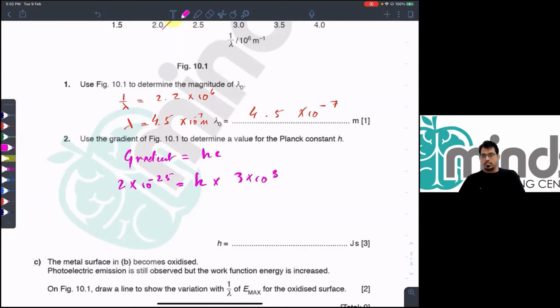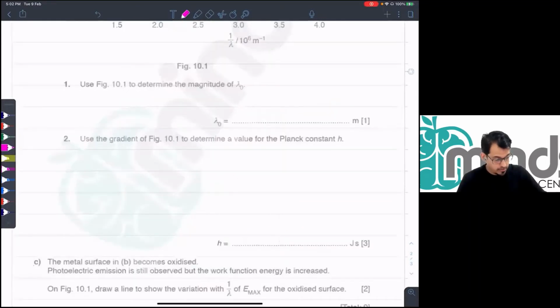So Anas, what are we getting as the value? Sir, around 6.7 exponent minus 34. 6.7 exponent minus 34 joule second. Yes, Maham, Miram, Amna, are we getting the same answer? Yes, sir. Okay. Now, next part.